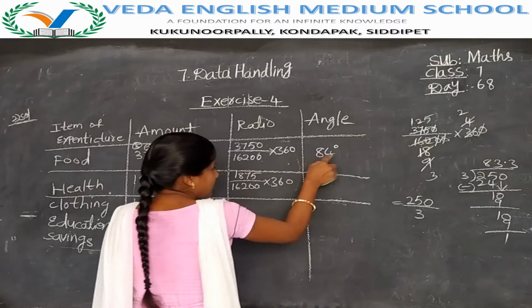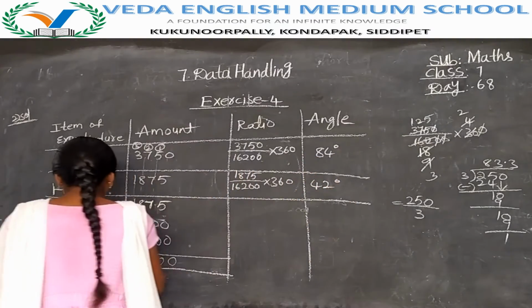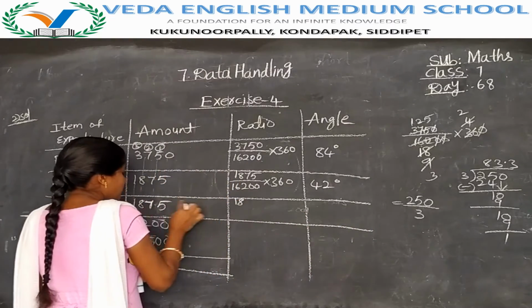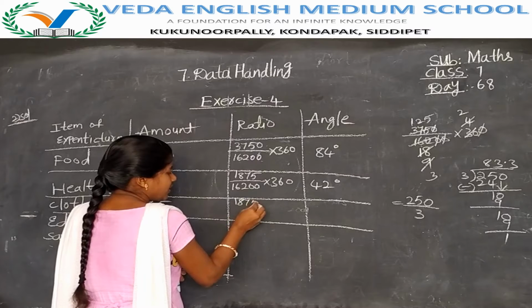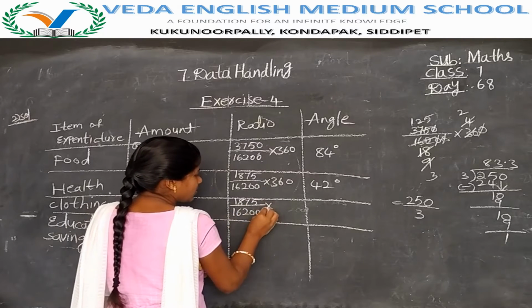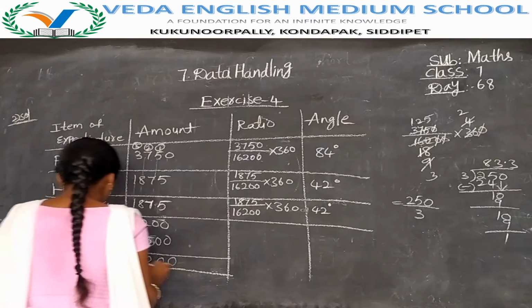By cutting like this. Same, now the first time we cut like this, we have to cut this way also. That means 42 degrees will come. Next clothing. Here for clothing also they spend 1,875 by 16,200 into 360. Then here also they get 42 degrees.